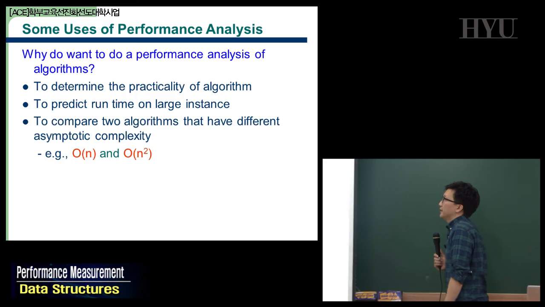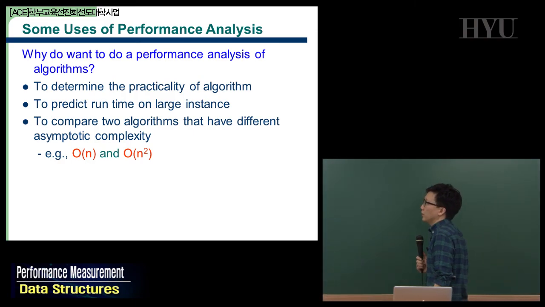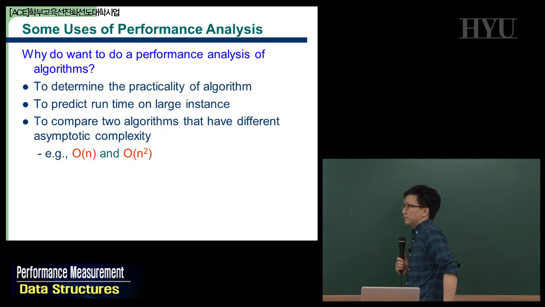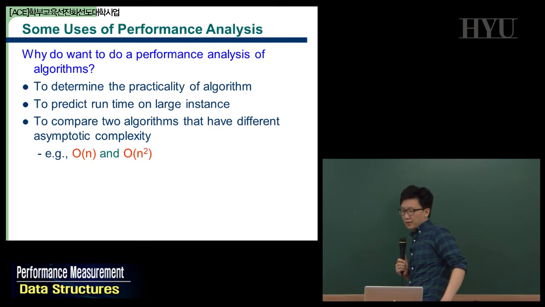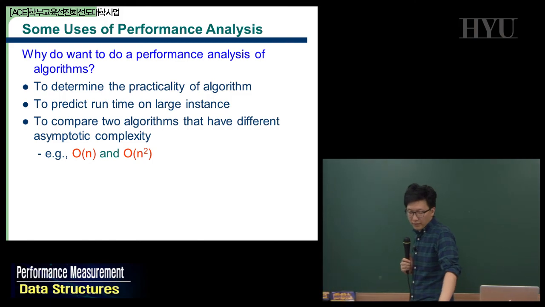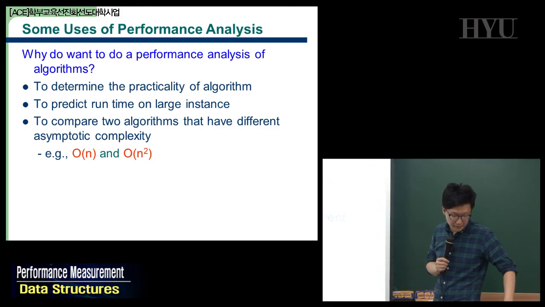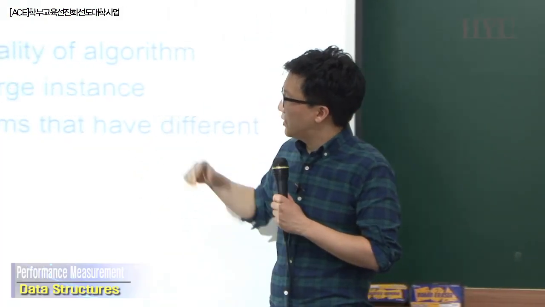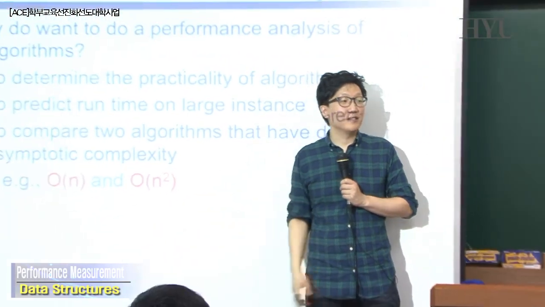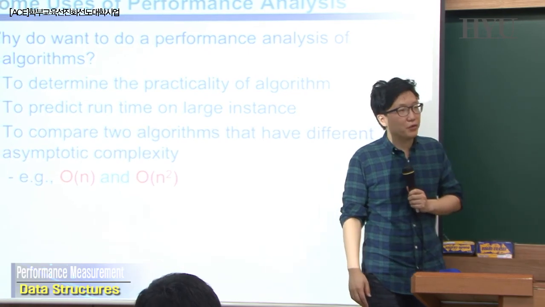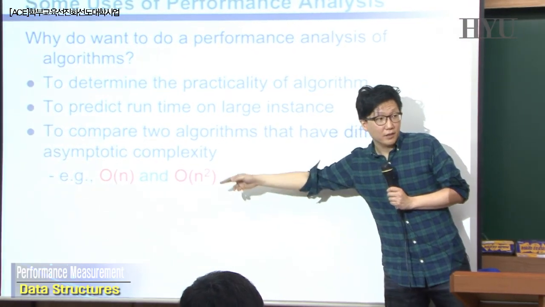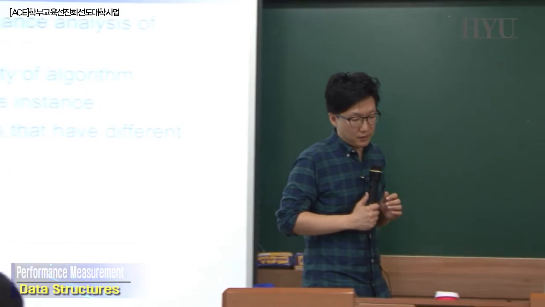To predict a runtime on large instances. N goes to infinity, large instances. To compare two algorithms that have a different asymptotic complexity. I mean, at some point, this one might be better if N is within the boundary of this one, always better than linear. So that's another comparison point for that part.